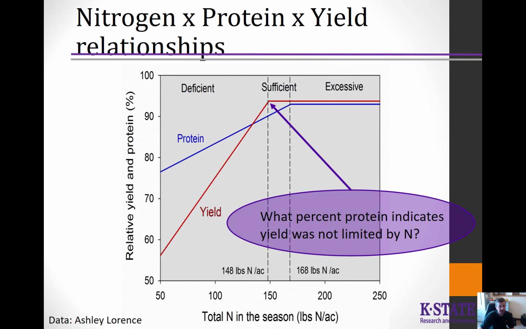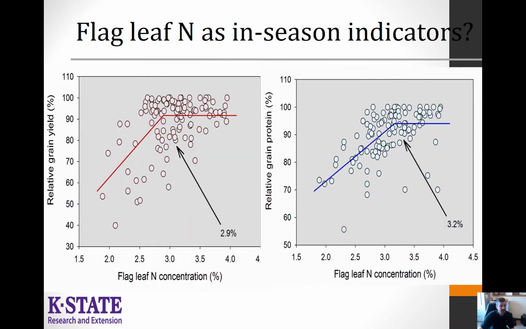we go back here and look at the flag. Sorry, let me get ahead of myself. We look at this. So the flag leaf nitrogen concentration, maxed out yield, the plateau is at 3, and for protein 3.2. Now the scatter on this is too high. I do not tell anybody to go out there and say, hey, go and test your flag leaf concentration. That concentration will tell you whether you need more.